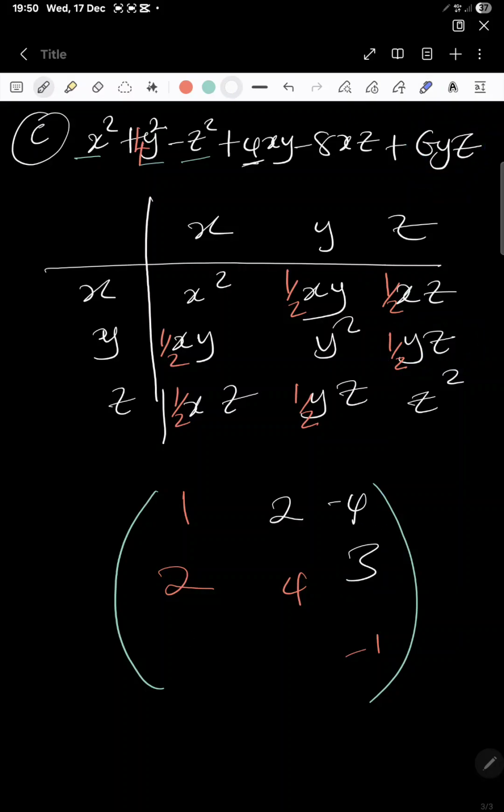Then you come down here, the number which is having xz. Where is it? Xz is here. It's negative 8. Divide by 2, we get a negative 4. So you put a negative 4 here. And then you come for this one which is having yz. Where is yz? Yz is this one. It's a 6. You need to divide that number by 2, okay, for you to get the number which is here. So that is 6 divided by 2, which is going to give us a 3, like that. So once you do that, meaning that you've written the matrix of a quadratic form.